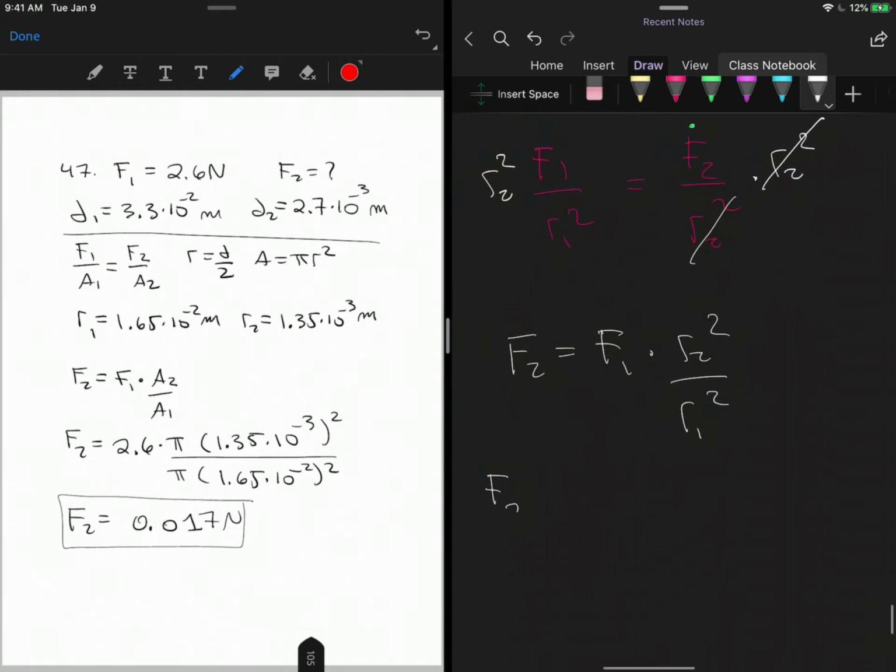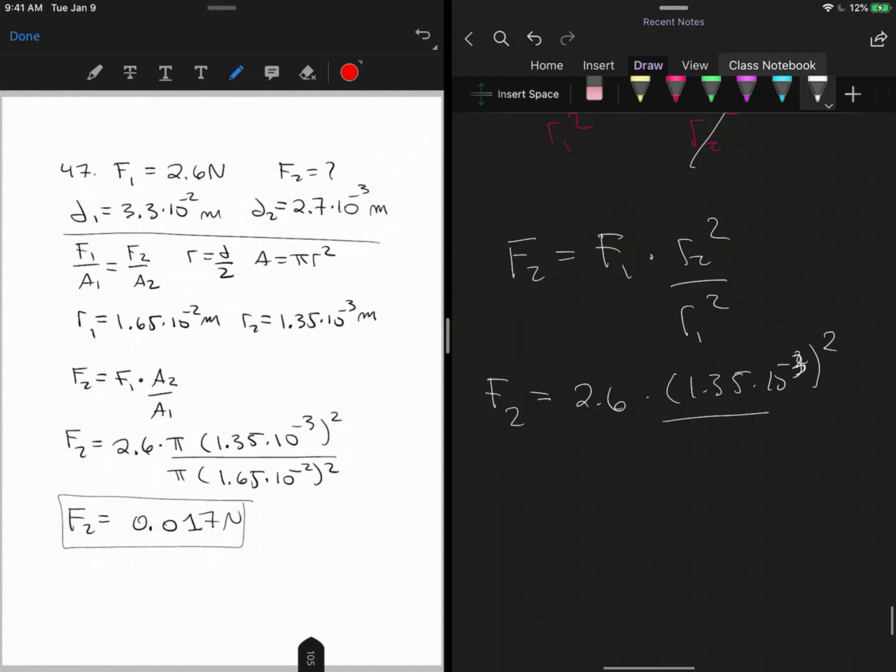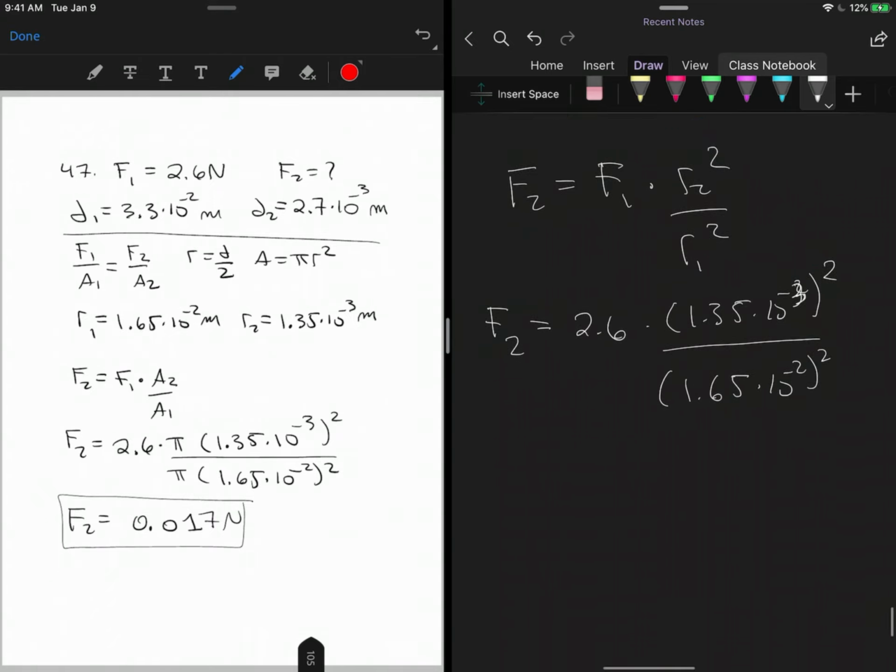And so the force on the small side is going to equal force 1, which is 2.6, times radius 2, or the smaller radius, which is 1.35 times 10 to the minus 3, and all of that gets squared. And then also divided by radius 1 squared, which is 1.65 times 10 to the minus 2 squared. And this should give you 0.017 newtons.